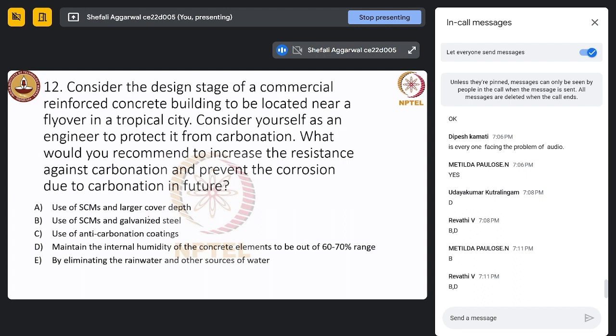Will you use SCM and more cover depth, or will you use SCM and better steel rather than TMT steel, mostly galvanized steel, or will you use anti-corrosion coating, or maintain the internal humidity of the concrete element between 60 to 70 percent, or eliminate rainwater and other sources of water? What do you think you can adopt to prevent this type of corrosion?